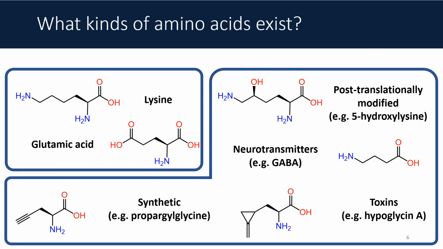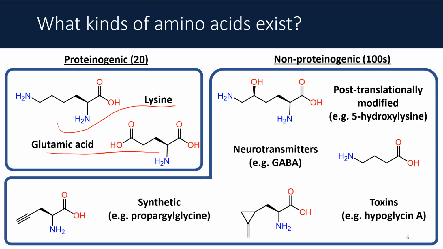You may vaguely recall the 20 proteinogenic amino acids that were introduced to you in general biology. These are the ones comprising proteins and are translated from our genetic code. We'll spend most of our time discussing these amino acids. Some examples include lysine and glutamic acid. However, I also want to briefly introduce to you some non-proteinogenic amino acids, of which there are hundreds.